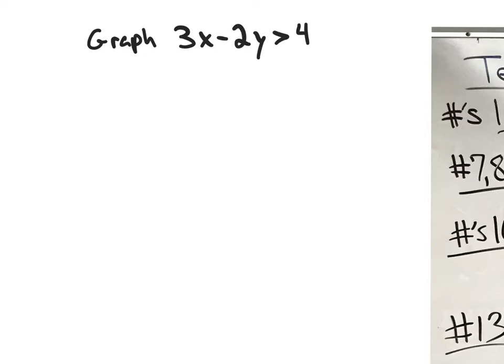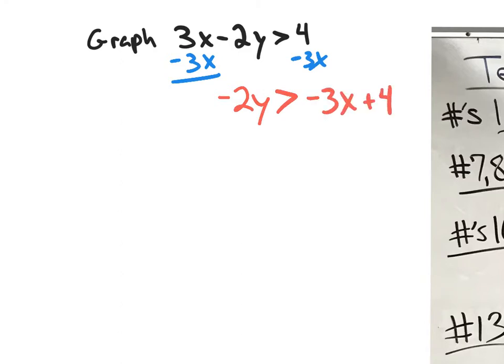To graph this, I need to get y by itself. I would subtract 3x and subtract 3x. My new equation is negative 2y is greater than negative 3x plus 4. Are you with me? What's my final step here to get into slope-intercept form? Divide by negative 2.